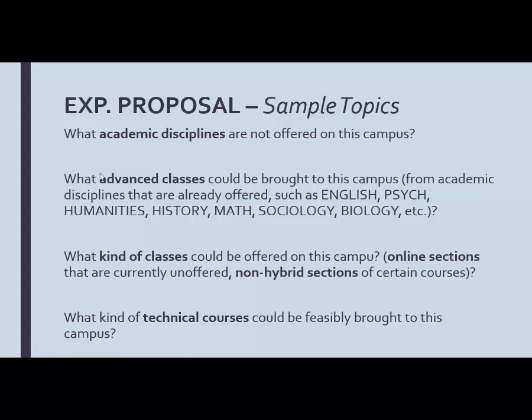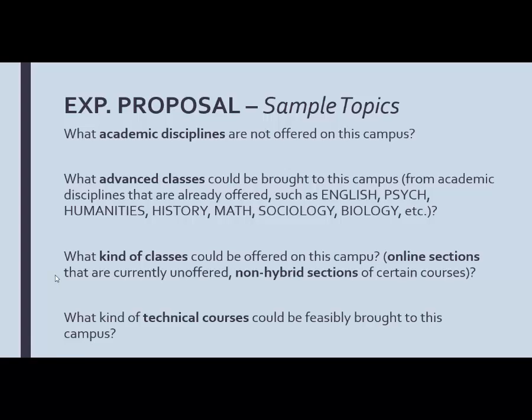What advanced classes could be brought to this campus from academic disciplines that are already offered? Currently, English, for example, offers English 101, English 102, and English 207, Business and Technical Writing, which is only a small bit of the many classes that JCTC and KCTCS offers for English. The same goes with other disciplines such as psych, humanities, history, math, sociology, biology. So, what other advanced classes that we do not offer could be offered in your proposal? What kind of classes could be offered on this campus? Think about online sections that are currently unoffered, or maybe some non-hybrid sections of certain courses.